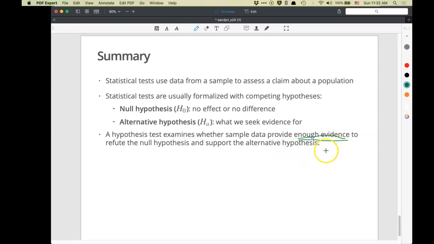So enough is sort of a quantitative word, so we're going to have to think about how we're going to quantify what we mean by evidence against a null hypothesis. And that's really the aim for today.